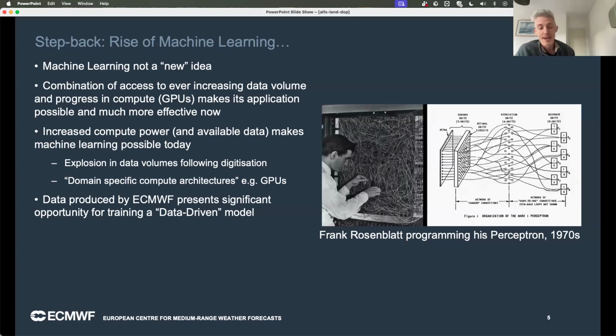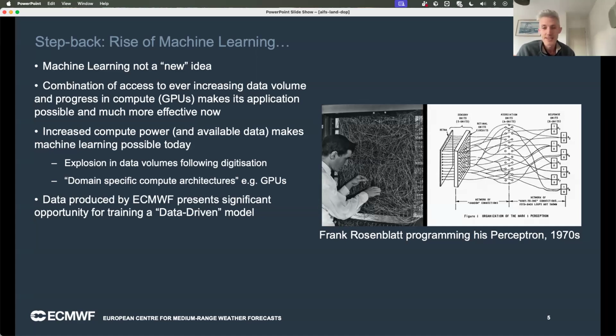So if we take a step back, machine learning isn't necessarily a new idea. Just to highlight this, we've got a picture of Frank Rosenblatt programming his single layer perceptron back in the 1970s.